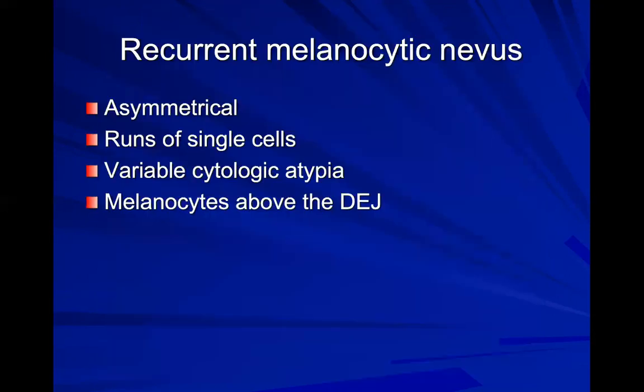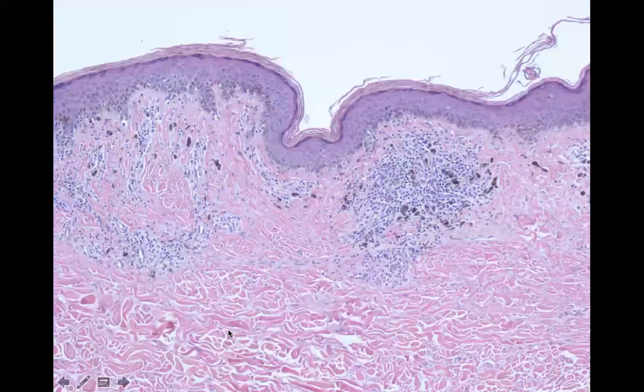All right, enough of that. Let's move on to recurrent nevi. Now, recurrent nevi, the problem is they don't follow the rules. You can be very asymmetrical. You can have runs of single cells, variable cytologic atypia, melanocytes above the DEJ. So the only thing that can tell you that it's recurrent is you see a scar in the dermis, and maybe you see benign nevus around the edges of it, okay?